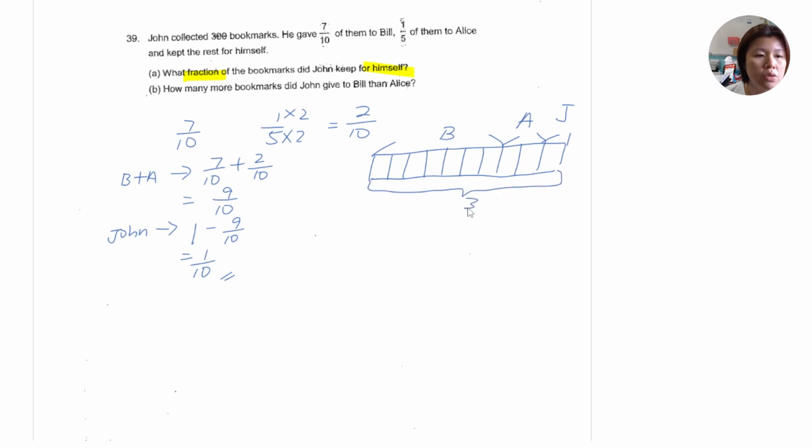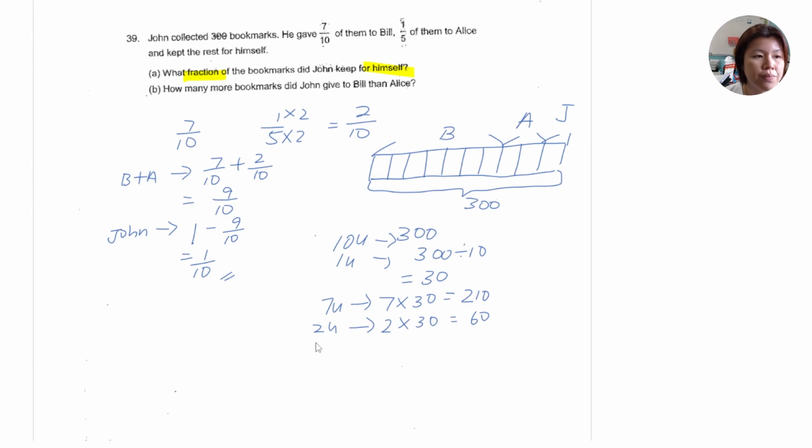Total 300. So I can say 10 units is 300. 1 unit is actually 300 divided by 10, which will give you 30. So Bill is 7 units, will be 7 times 30, which gives you 210. Alice is 2, so it's 2 times 30, which gives you 60. So the difference will be 210 minus 60, which gives you 150.